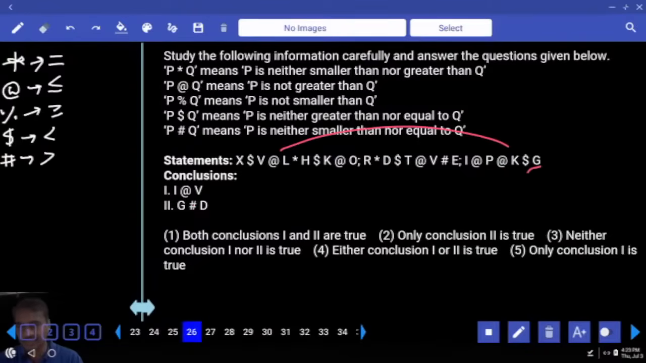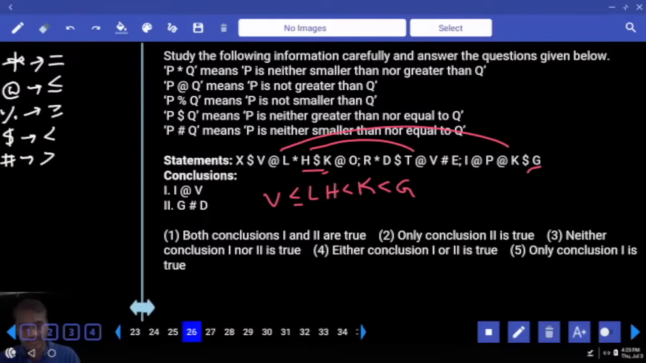Now K dollar G. Dollar means K lesser than G. Then the next one, K2. Now between these two, which is common? V is common. Then from K to V we need to move. K dollar H, dollar stands for H lesser than K. H lesser than L star, star means L equals to H. V at the rate of V lesser than or equals to L. Then at the same time, now V to G we have done.